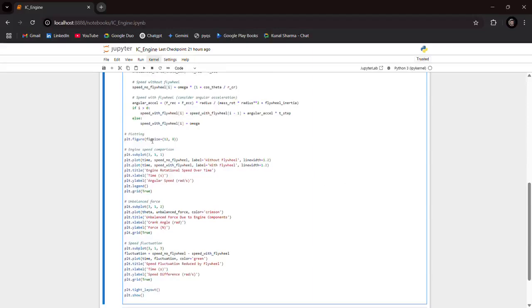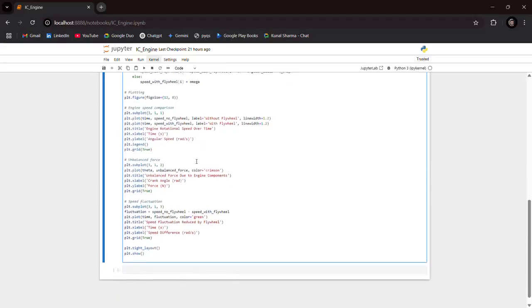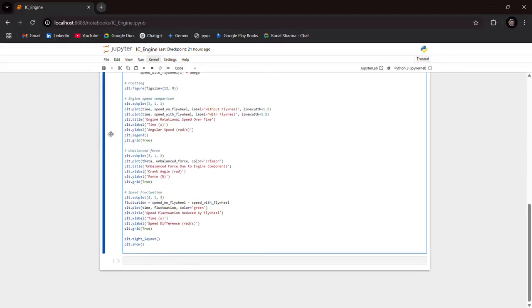After that, we will plot three figures in which we will show the engine speed comparison, that is, when there was flywheel and when there is no flywheel. Then we will show the unbalanced forces, how they vary over time with the crank angle. And then we can show the speed fluctuation, which shows the instantaneous speed difference, highlighting how much the flywheel reduced fluctuations. Now I'm just going to run this code.